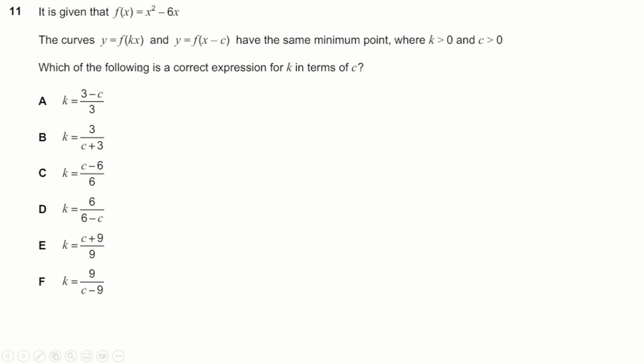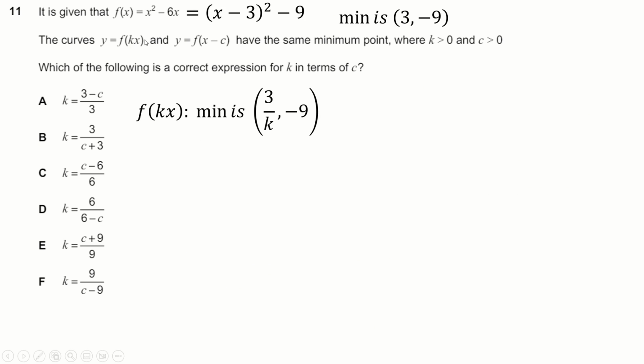For number 11, then, we have this curve here, which has a minimum point at positive 3, 9, of course. Now, if you do this transformation, that squashes the graph in by factor k towards the y-axis. So the new minimum point will be 3 over k, comma minus 9.